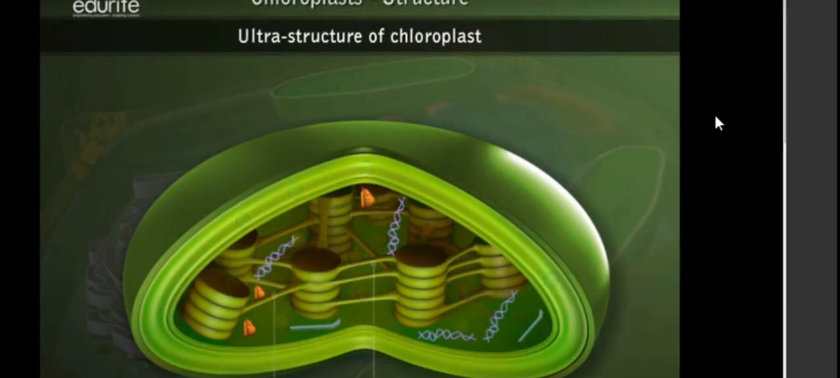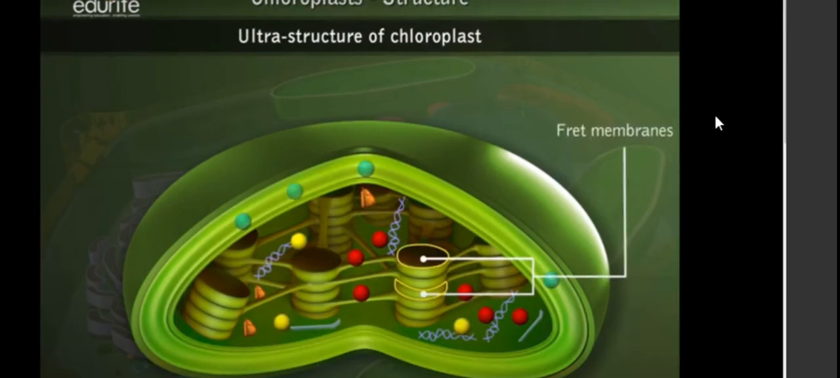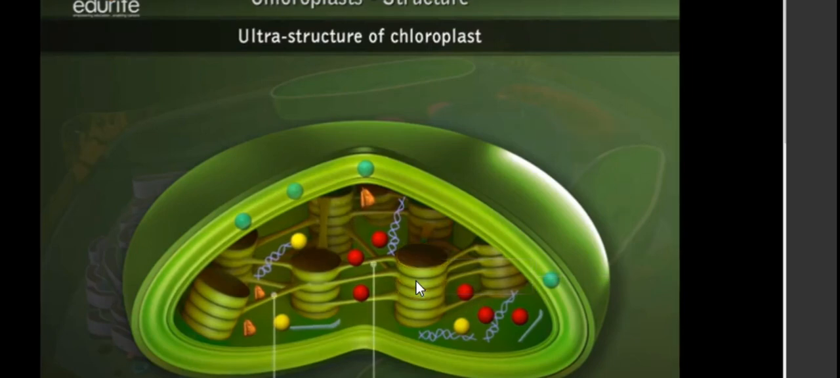Okay, Sir, now you can see here that each grana, what is the network-like structure called? What you are saying is not audible properly. Sir, she is asking what is the network structure between the thylakoids? Sir, what is the network-like structure between the two thylakoids?